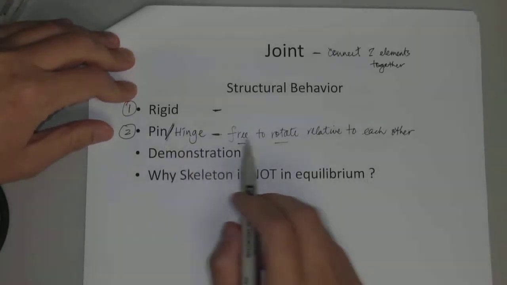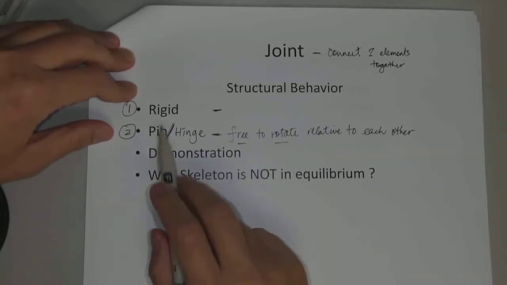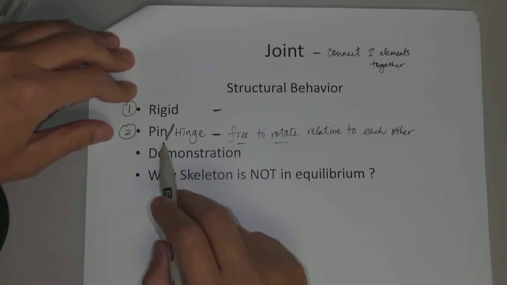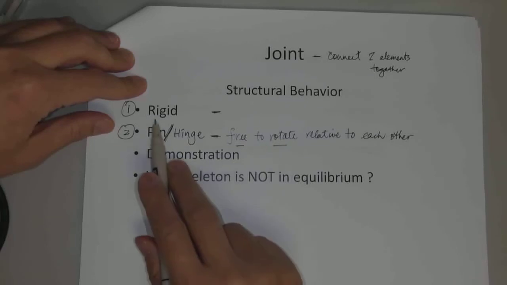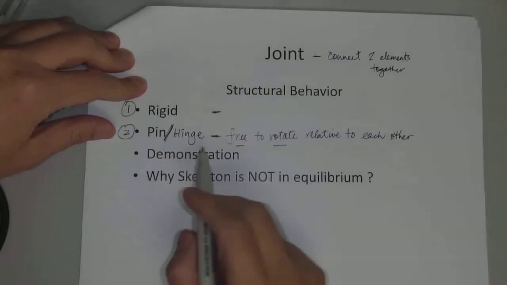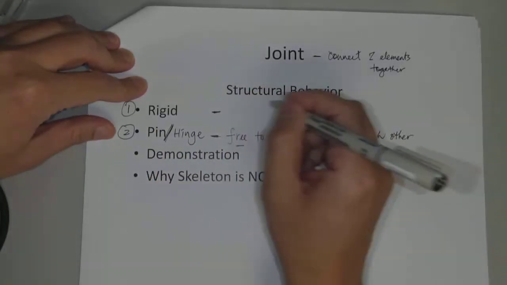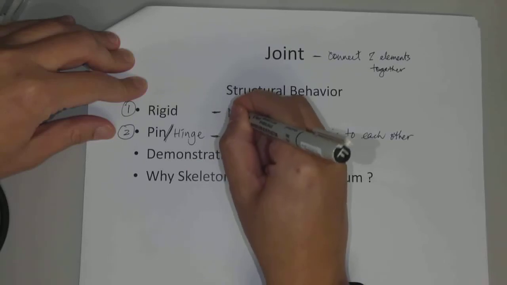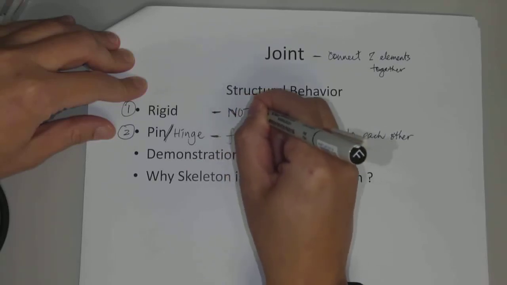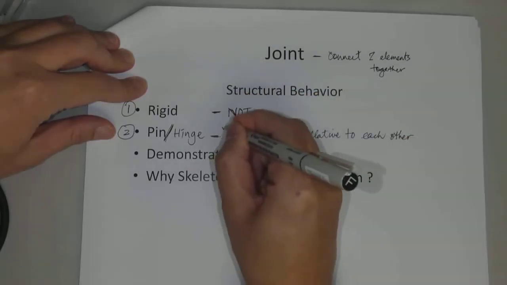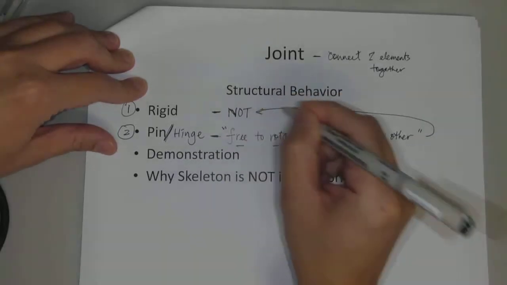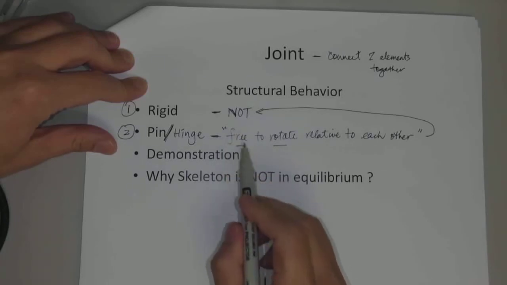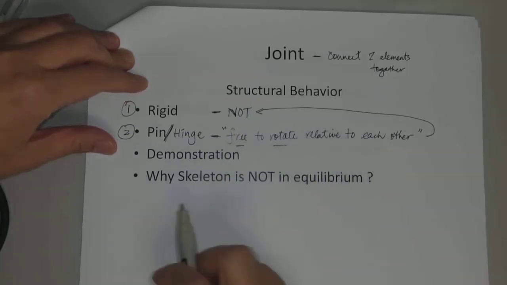If you know what that is, then what is rigid? Rigid is exactly the opposite of pin. So first I just write it down. What is the definition for rigid? It's not free. So I just add one word in front of this, not, and then I copy and paste this thing here. Not free to rotate relative to each other.